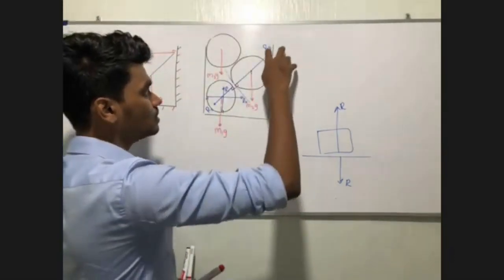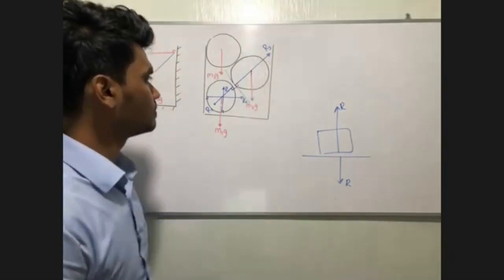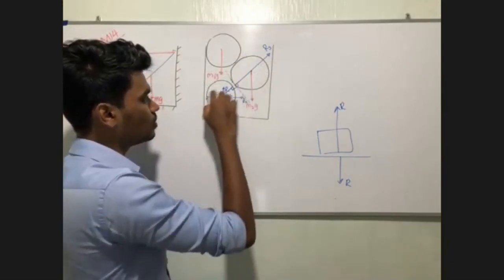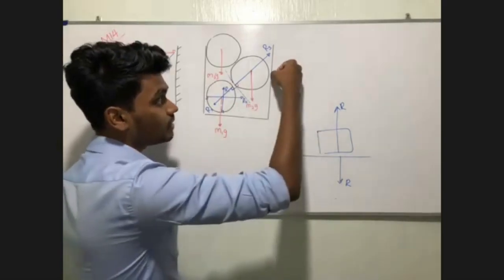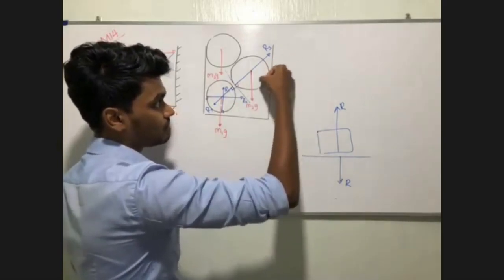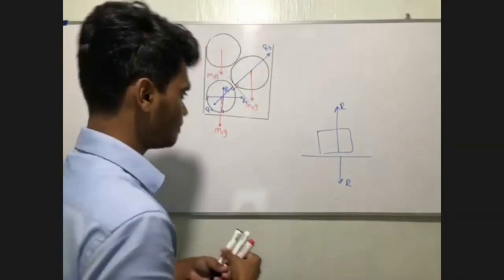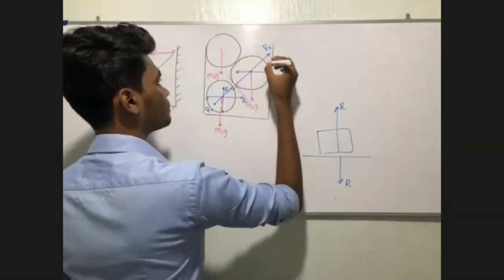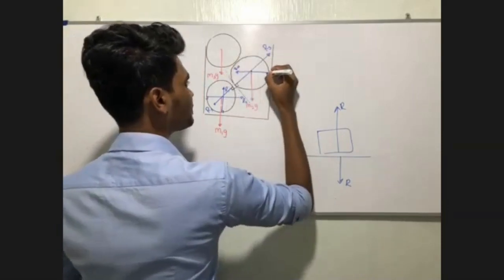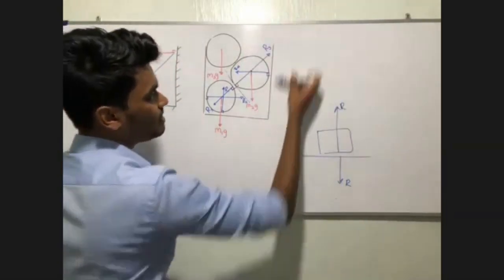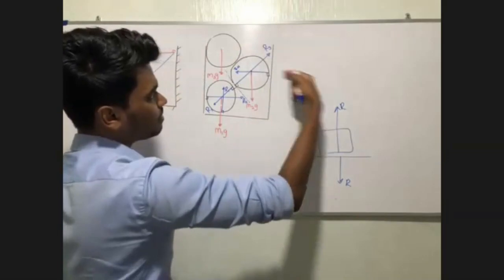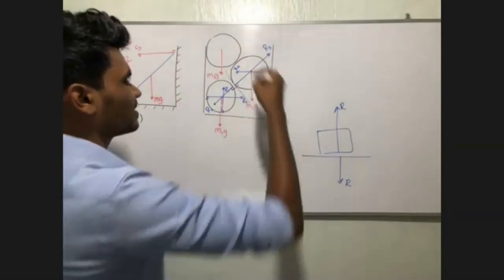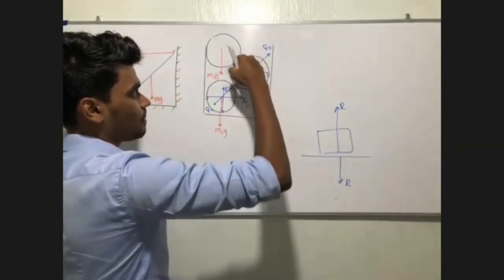Now let us go for this contact surface, because all the contact surfaces of this sphere are completed. 1, 2, 3. Now let us go for this contact surface. R4. Perpendicular. This is the surface. Perpendicular to that surface, the reaction was R4.